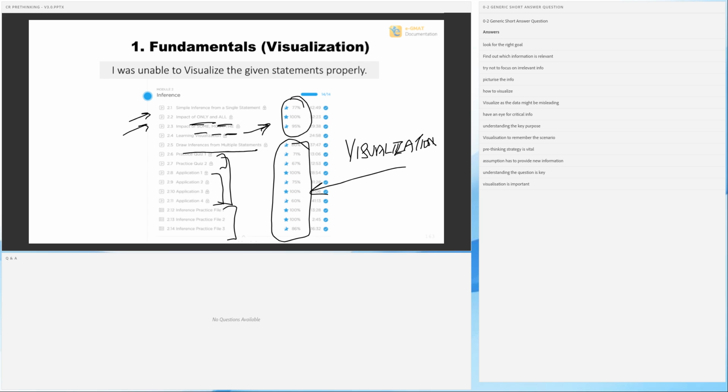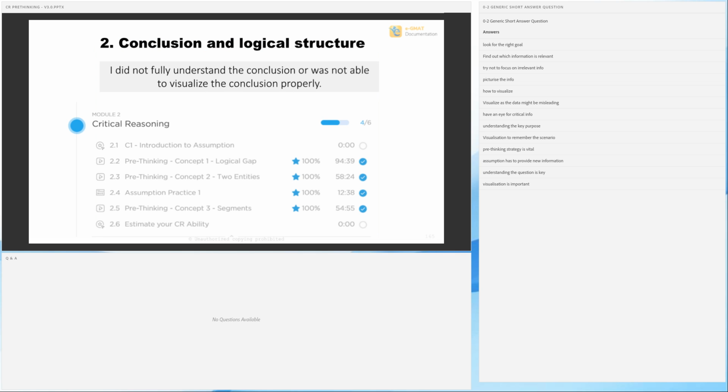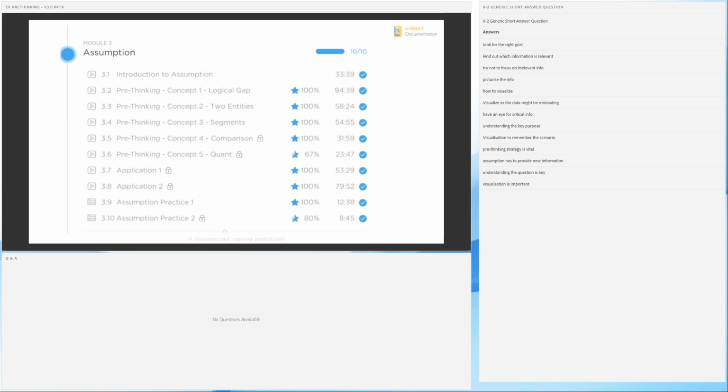Really important. This is where you learn how to visualize. Once you do this, you then learn all of this in critical reasoning and starting with assumptions. So this is something which is there in the free trial. If you've not evaluated the free trial, make sure you do this. Make sure you go through introduction to assumption, logical gap, and two entities.